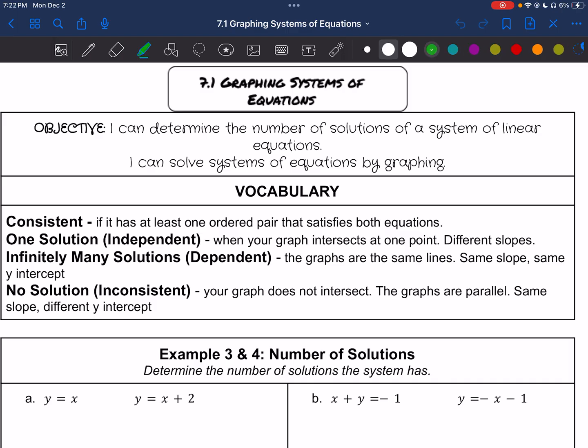So, our vocabulary words today. A new one that we're going to introduce is consistent, and you're going to see it in this textbook. You may see it on standardized testing, but what that means is it has a solution, or a system has at least one ordered pair that satisfies both equations. Now, so far we have only been finding one singular solution to a system, and there are other possibilities of equations that you could use in which you would have more than one solution, but less than the infinitely many that we have gotten already.